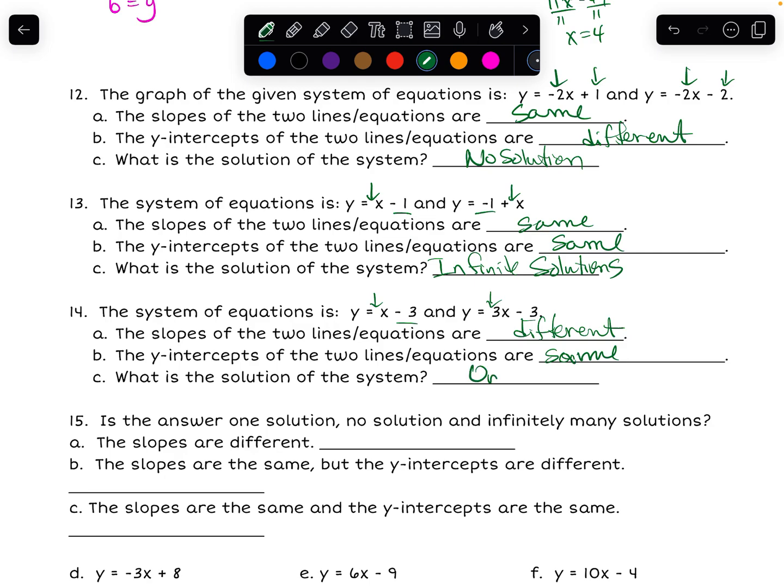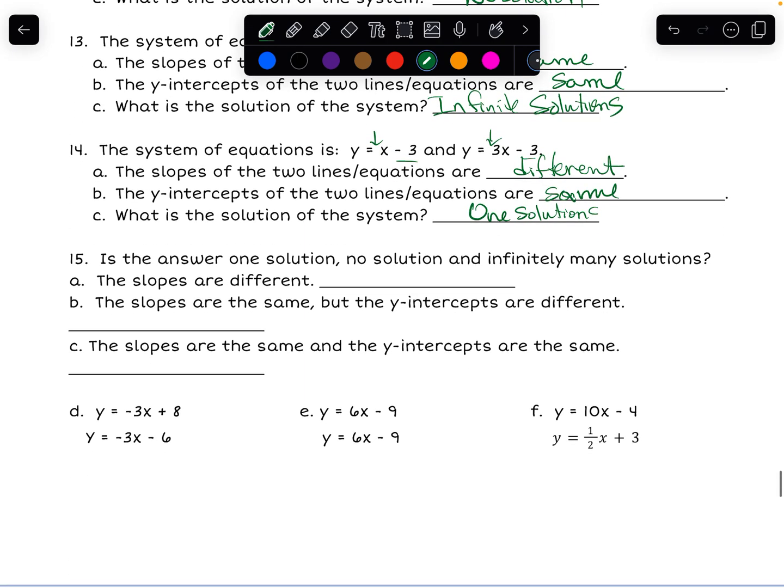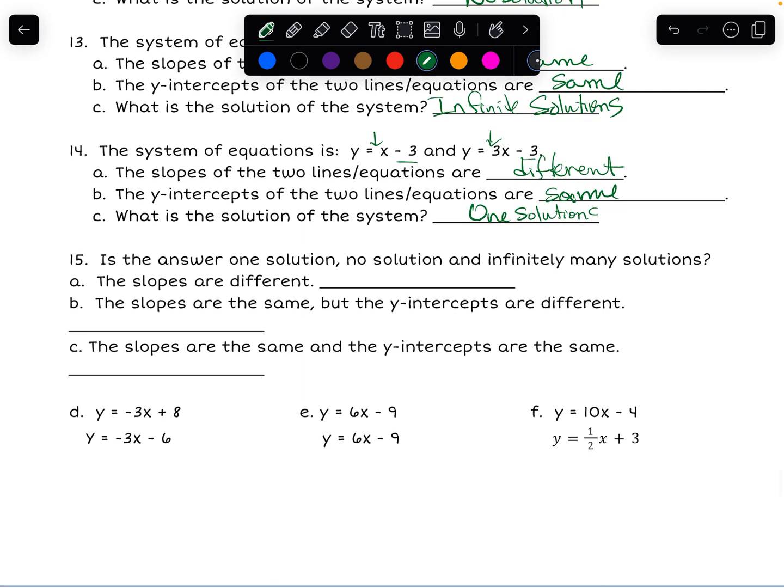There will be one solution, and you would need to find that solution. Is the answer one solution, no solution? Slopes are different: this would be one solution. Slopes are the same, but y-intercepts are different, so that's no solution. The slopes are the same and the y-intercepts are the same: that would be infinite solutions.